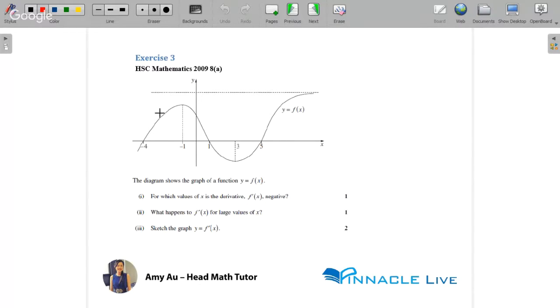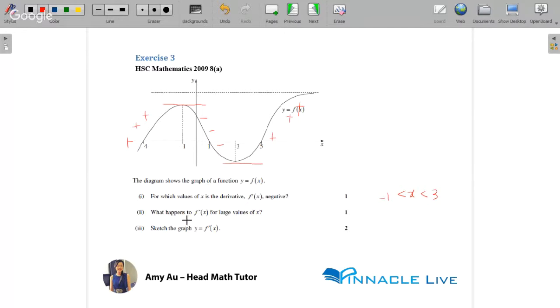Coming to this part, you can see that this is stationary, positive sloping, negative sloping, positive sloping. So to answer the question, where is it negative? Well, wherever my negative signs are, which is in between -1 and 3. So the answer to that first one is between -1 and 3, not including -1 and 3 because that's stationary.